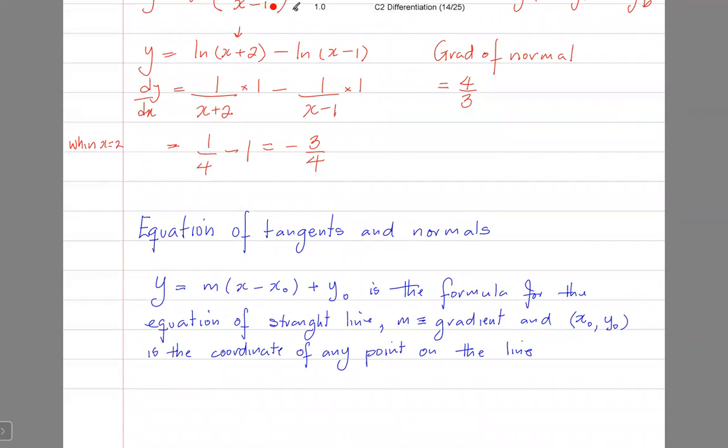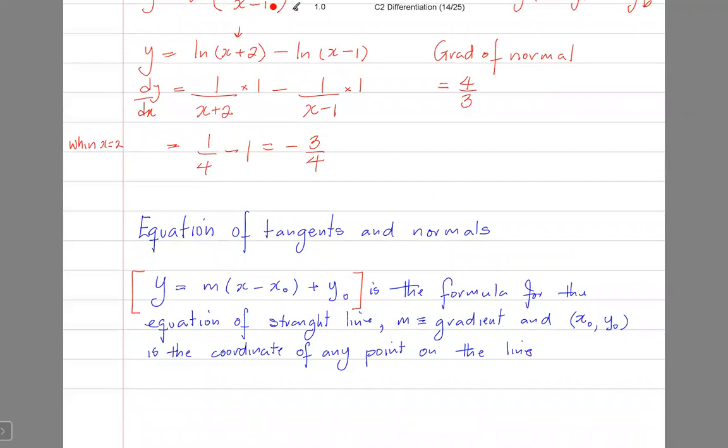All right, from CSEC, I normally use this as sort of like a formula for determining the equation of a straight line. My formula is y is equal to m into x minus x naught plus y naught. So this is the formula for the equation of a straight line. M is the gradient and x naught, y naught is the coordinate of any point on the line.